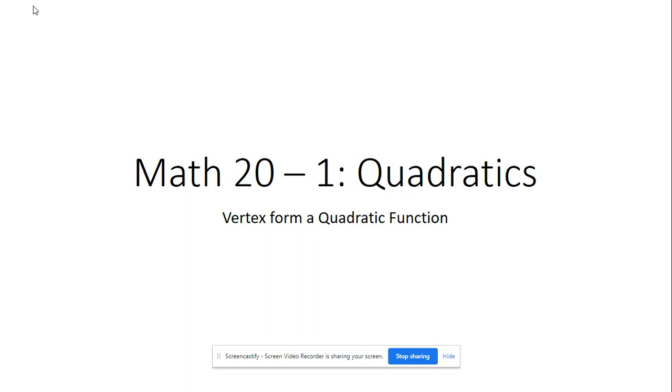And we're going to get started on chapter number 3. Chapter number 3 is called quadratic functions. Okay, and so the first topic is called the vertex form of a quadratic function.